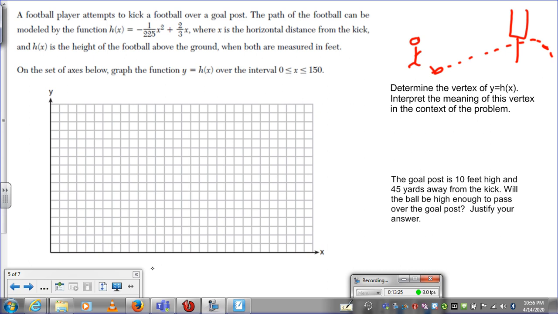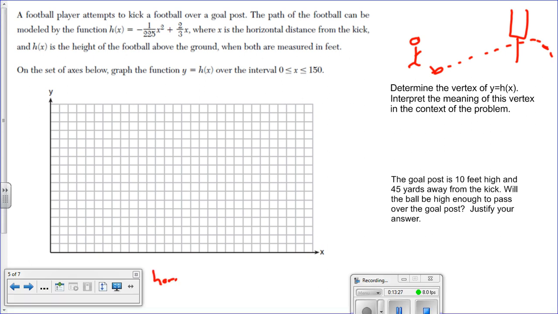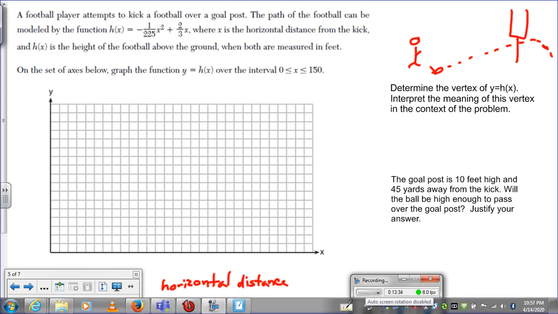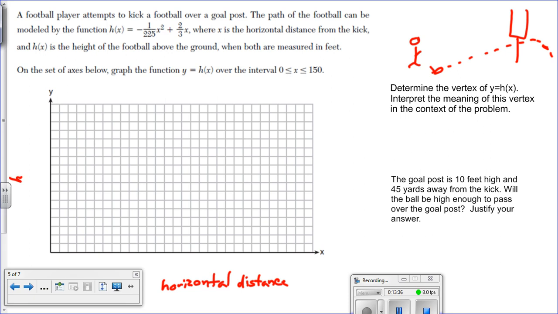So the path of the football can be modeled by the equation where x is a horizontal distance, so this is going to be horizontal. Let me fix that. Okay, so that's fixed, and this would be height of football. And when both are measured in feet, so both of those are feet, on a set of axes, graph the function over the following interval.